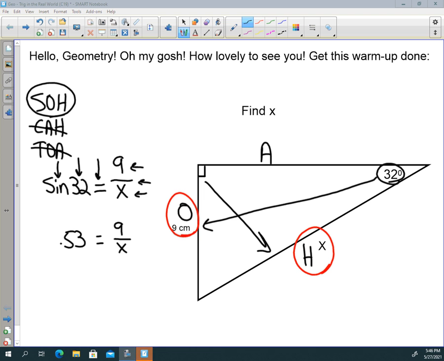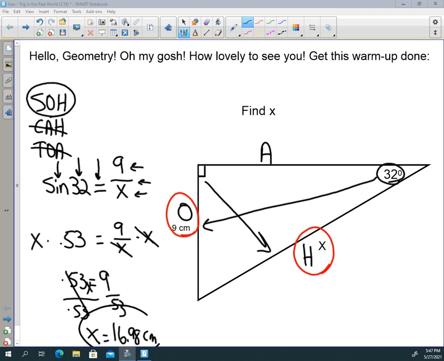Now we want to clear the x out of the denominator, and so we're going to multiply both sides by x, creating that cancellation right there. We have 0.53x equals 9. Now dividing both sides by 0.53 gives us a value for x, which is 9 divided by 0.53, 16.98-ish. And that's centimeters. And there you go. That is the length of the hypotenuse.